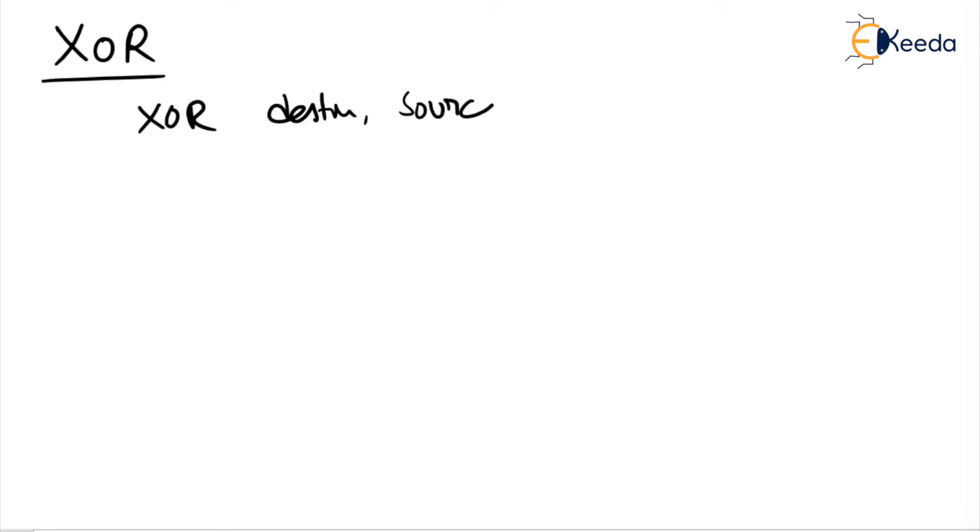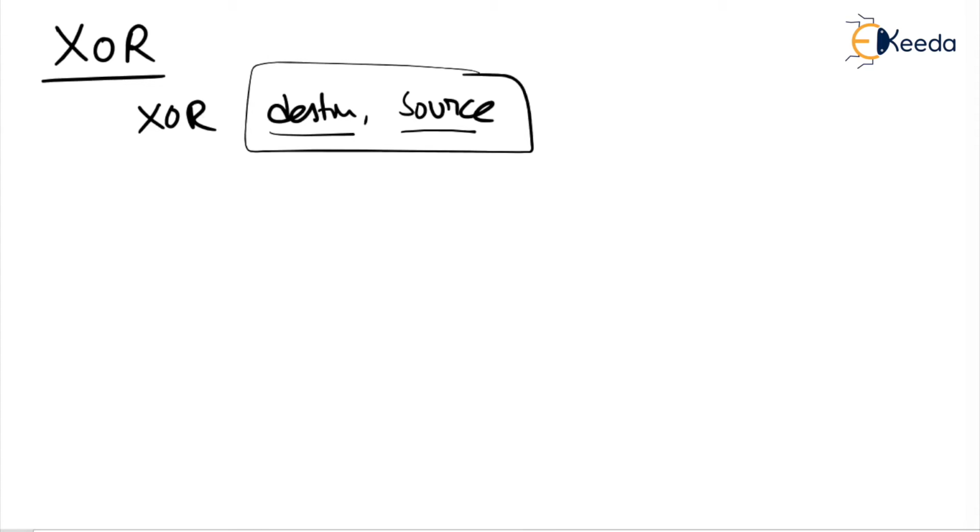Next is XOR. Perform XOR. So the syntax is XOR destination, source. So which flags will be affected? You please tell me. The destination can be a register or memory location. The source may be an immediate number, a register, or a memory location. And both operands cannot be a memory location. The carry flag and overflow flag become 0 after the operation.